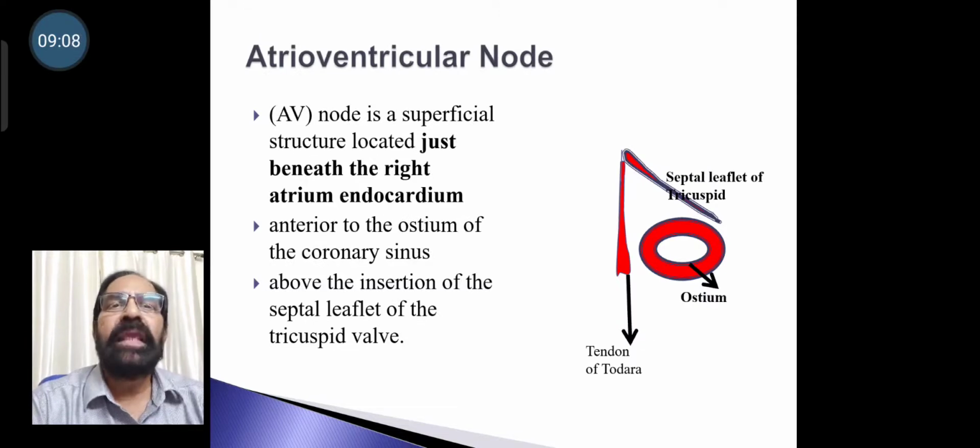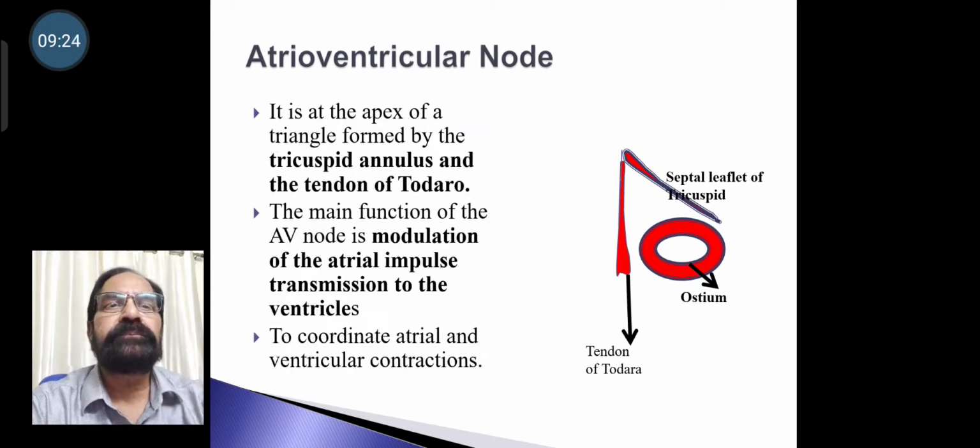AV node. The AV node is a superficial structure located just beneath the right atrium endocardium, anterior to the ostium of the coronary sinus, above the insertion of the septal leaflet of the tricuspid valve, as shown in the picture. It is at the apex of the triangle formed by the tricuspid annulus and the tendon of Todaro, as shown in the picture. The main function of the AV node is modulation of atrial impulse transmission to the ventricles to coordinate atrial and ventricular contractions.